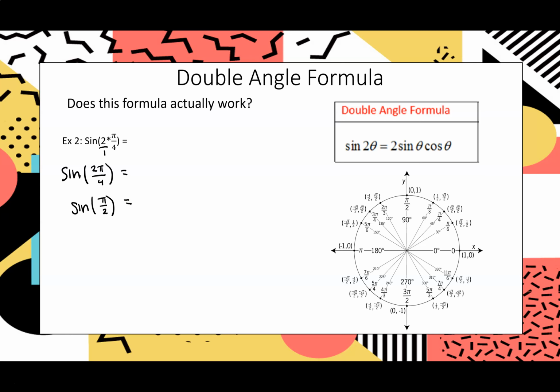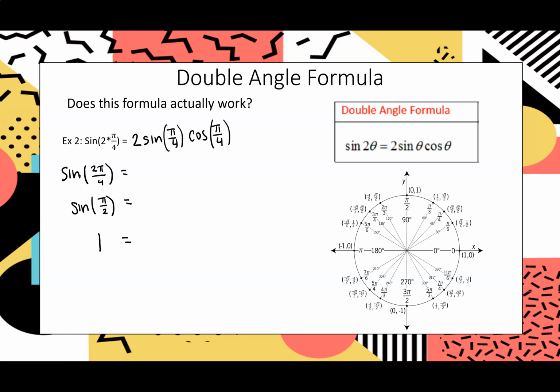Well, what is sine of pi over 2? Let's go ahead and look at my pi over 2, and my sine is going to be my second coordinate, which is 1. So now I want to use the equation on the right side, and I'm hoping that I get a 1 at the very end. So let's do this. What's my theta in this case? Well, remember, this is 2 times theta, theta being pi over 4. So this equation is going to be 2 sine of pi over 4, and then cosine pi over 4.